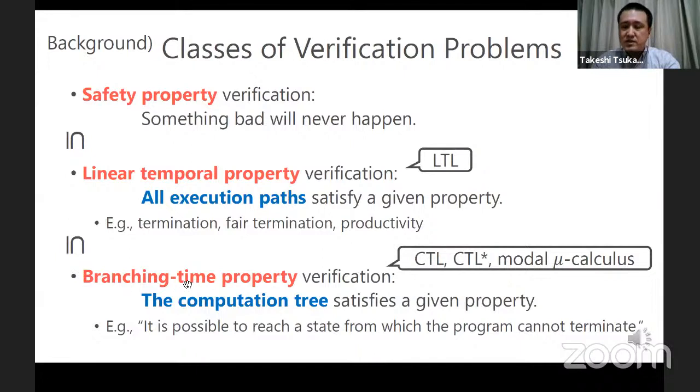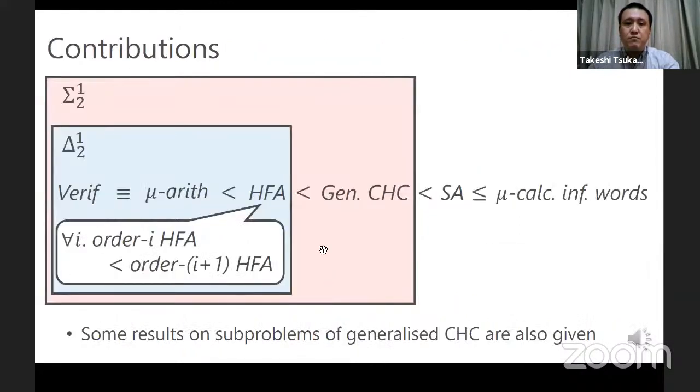However, for branching time property verification, the complexity analysis and the canonical logical problem have not been known. The aim of the paper is to give a comparison of logical approaches proposed for the branching time verification problem, and to find the canonical or the best logical problem that is applicable for this verification problem. Okay. And this is a summary of the result.